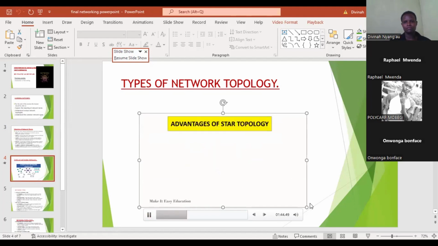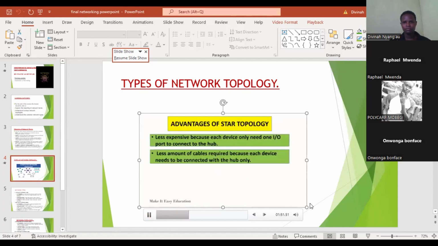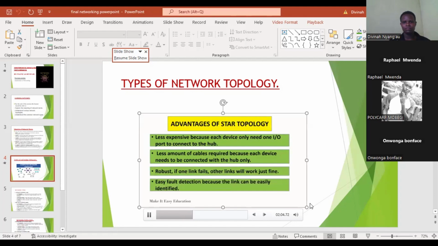Advantages of star topology. Less expensive because each device only needs one I/O port to connect to the hub. Less amount of cables required because each device needs to be connected with the hub only. Robust. If one link fails, other links will work just fine. Easy fault detection because the link can be easily identified. Easier to install.